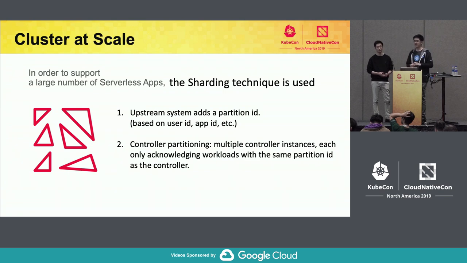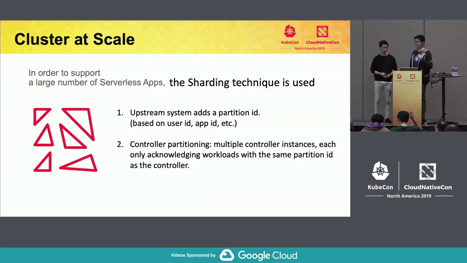We use a technique called sharding. What sharding basically means is that you divide the whole workload into many, many small partitions, and you assign each partition to a set of control plane, and let that control plane take charge of that partition. So that control plane will only take charge of like 1% of the total workload. That should be fine, right? And if the workload continues growing, we can always add more partitions and more control plane sets. That's basically how sharding works.